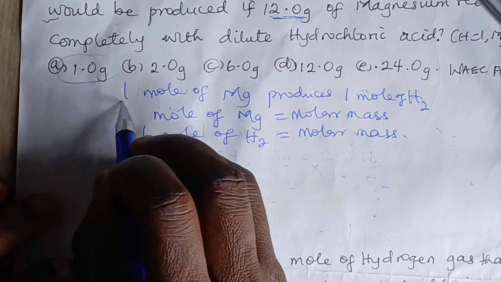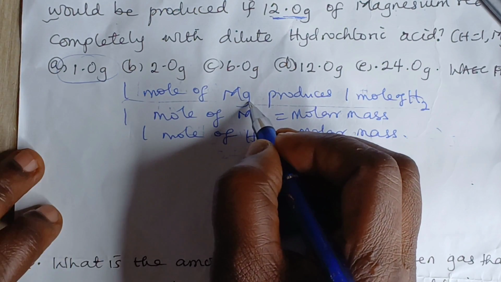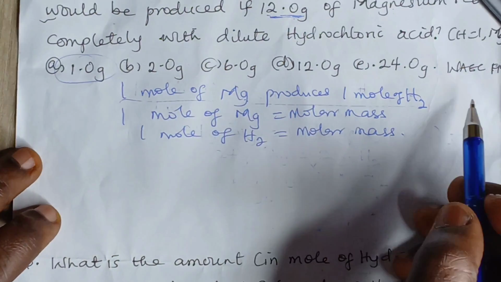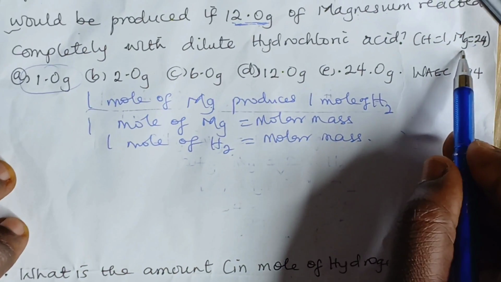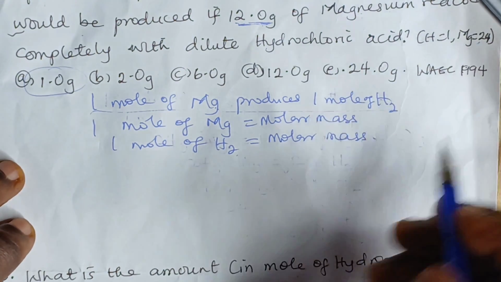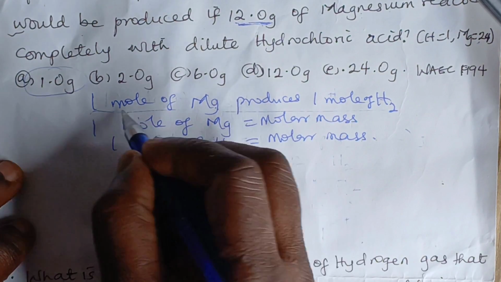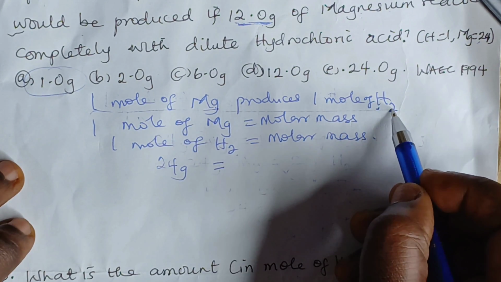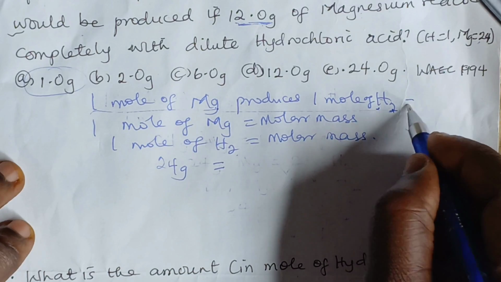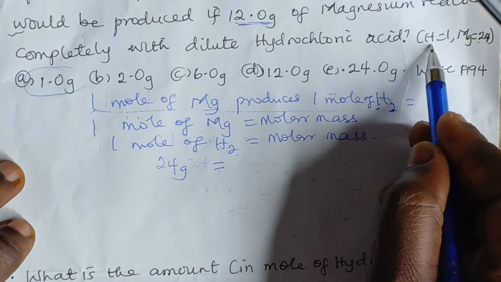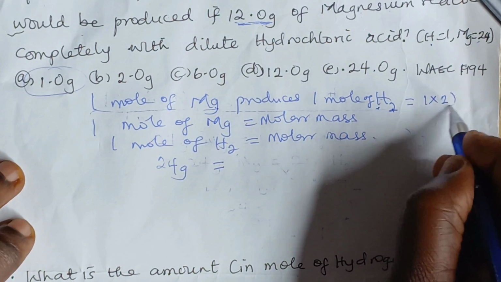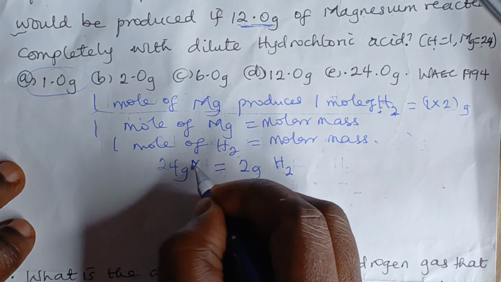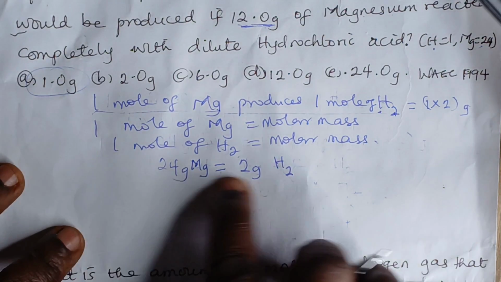So rewriting this first line, we have 1 mole of magnesium to be the molar mass, and in the question, the molar mass is 24 for magnesium. So 24 gram of magnesium is equal to the molar mass of hydrogen. Since hydrogen is diatomic, we need to work it out. H has been given as 1, so that is 1 multiplied by 2 gram. So that is 2 gram hydrogen, 24 gram magnesium. That is from the equation of reaction.